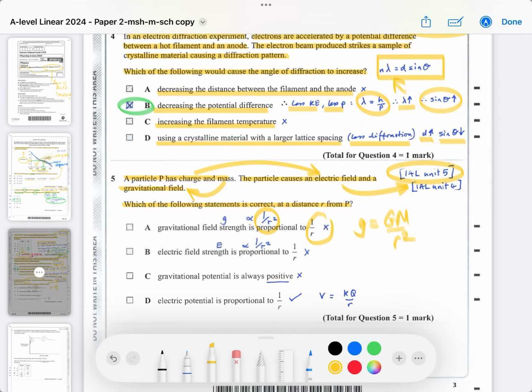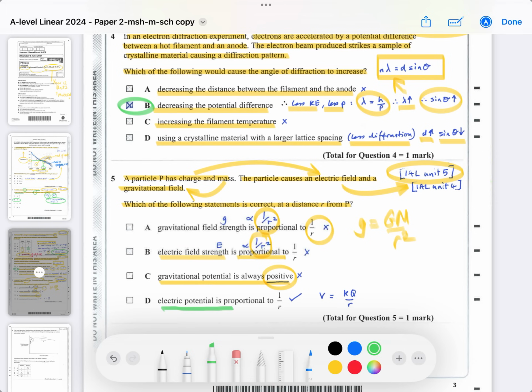This is incorrect. Electric field strength, E, is proportional to 1 over r squared, proportional to 1 over r. No, both the field strengths are proportional to 1 over r squared, just like there's an analogous equation for electric field strength, which you can look up, kq over r squared. Gravitational potential is always positive. No, that's incorrect. Gravitational potential is always negative. And finally, it must be D, by a process of elimination.